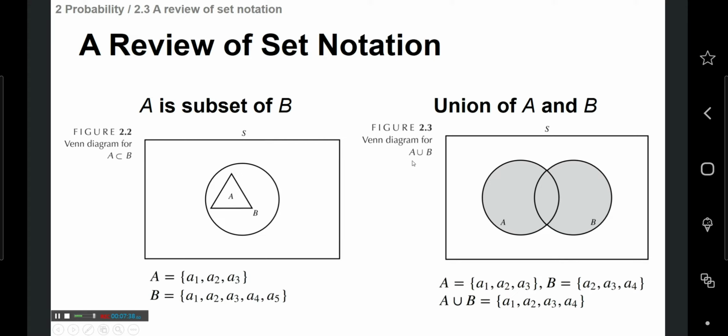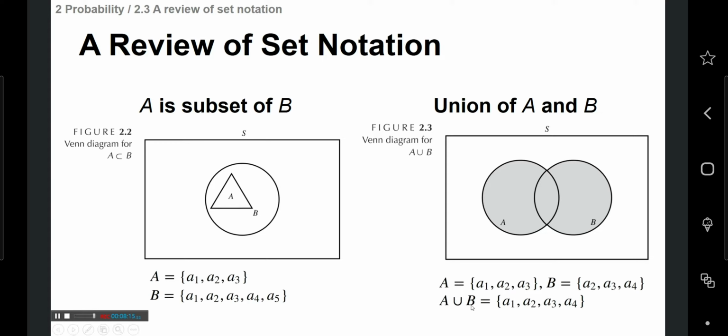And there are more set notations. Union of A and B. We use this kind of cup sign, A cup B. It stands for the union of A and B. For example, if A1, A2, A3 are elements of set A, and A2, A3, A4 are elements of set B, then what is the union of A and B? A union B must contain all the elements of set A and B.